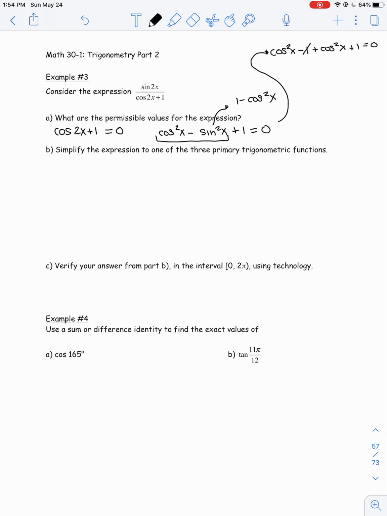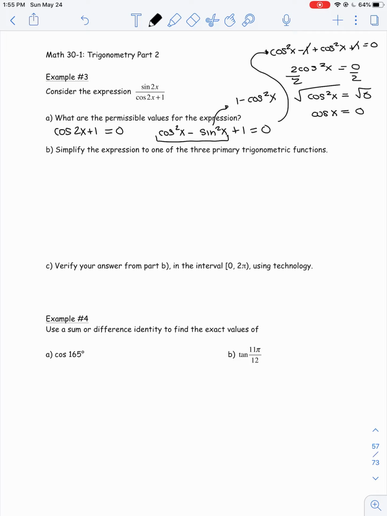So as you can see, the 2 1s will cross each other off, leaving us with 2 cos squared x equaling 0. We can divide both sides by 2, and then we can square root the 0, which leaves us with cos x equals 0. So we want to find out where cos x is equal to 0. Well, we know that that occurs at 90 and then 270.